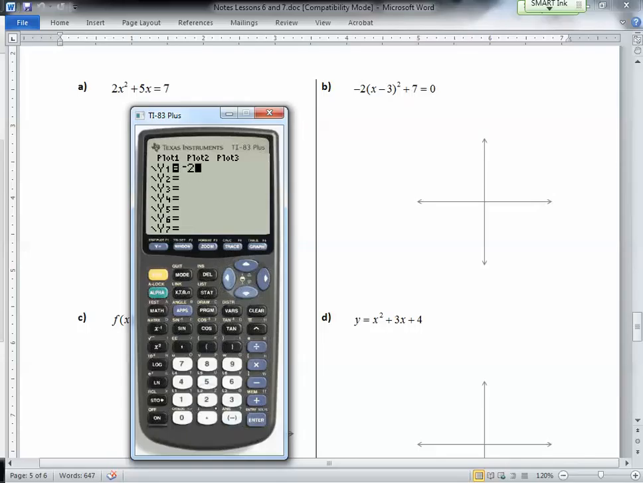Negative 2 times x minus 3 squared plus 7. Now I take a second and I make sure I entered it in correctly before I go waste my time doing a bunch of other stuff. All right, it looks good. I graph it. Okay. At this point, you guys can draw a sketch if you want to.